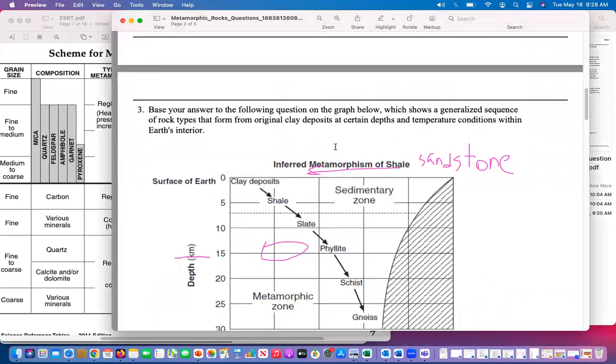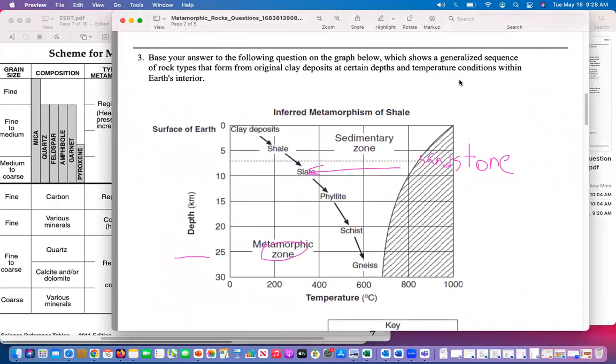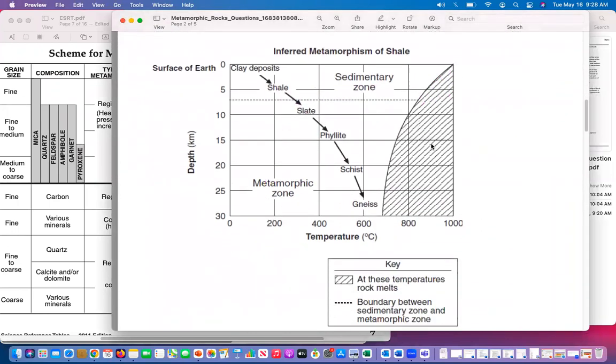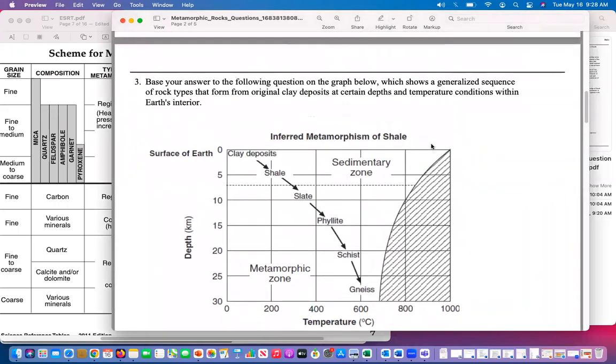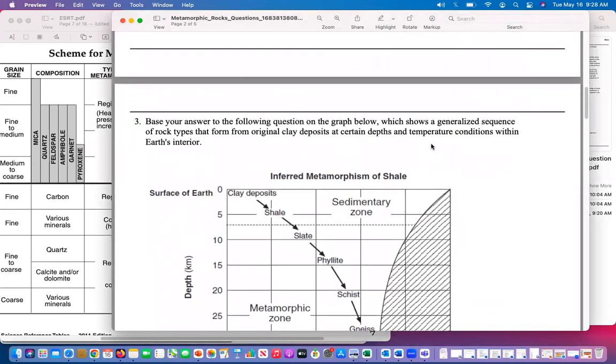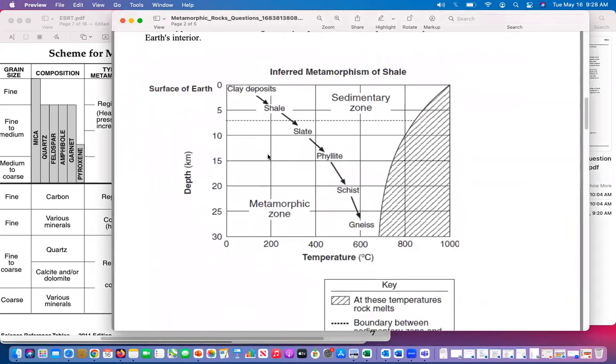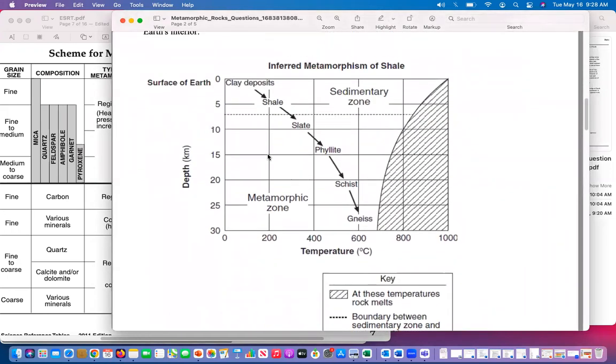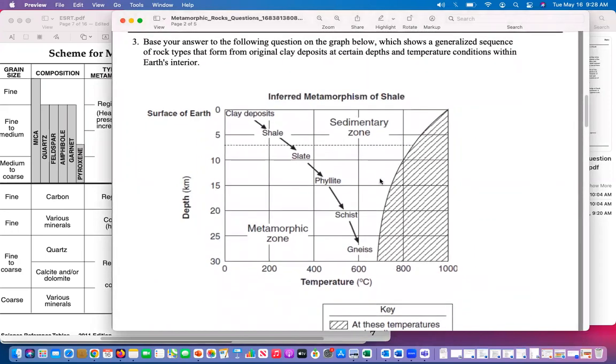Number 3. Let me clear this off. Number 3, it says, answer the following question based on the graph below, which shows a generalized sequence of rock types that form from the original clay deposits at certain depths and temperature conditions within Earth's interior. All right. Then we get the graph.